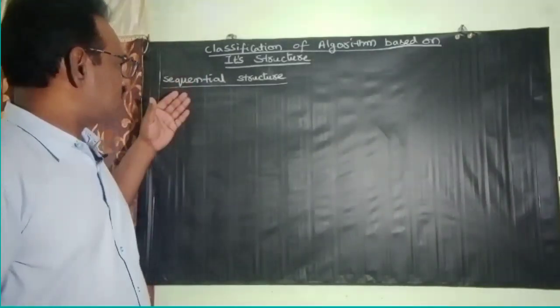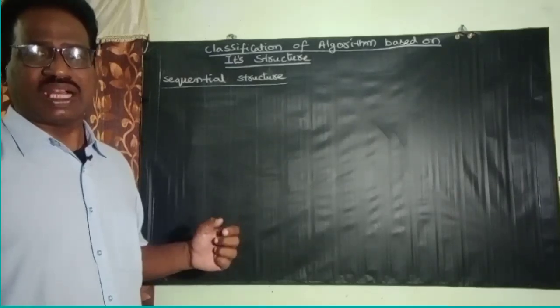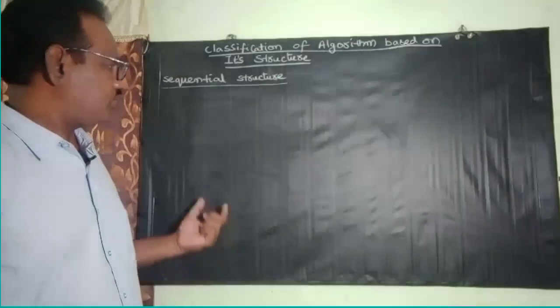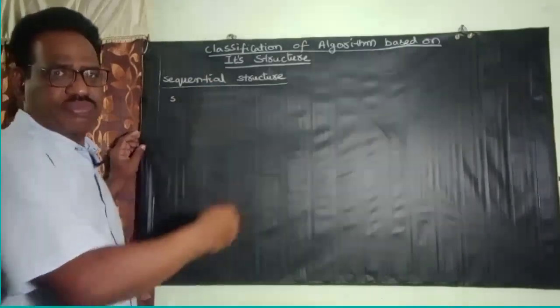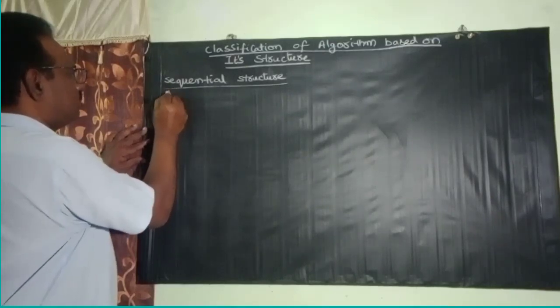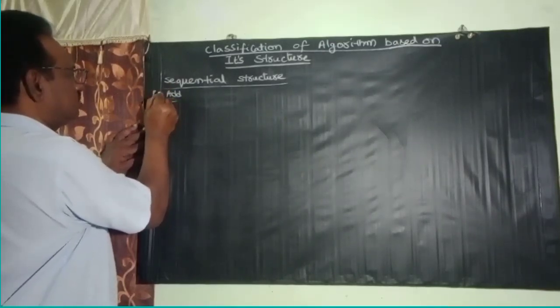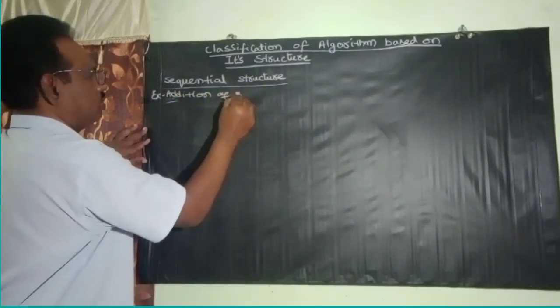In the last class, for the algorithm, I gave one example: addition of two numbers. The same algorithm we'll write here, and I'll explain what a sequential algorithm is. Step one: here, for the sum of two numbers, I take two integers, two numbers, from the user, add the two numbers, and finally display the result. This is my algorithm for addition of two given numbers.